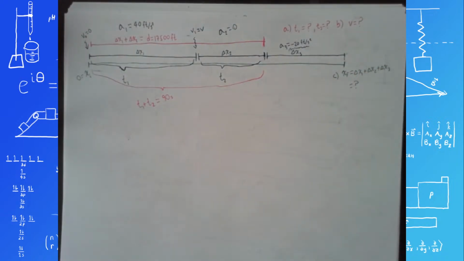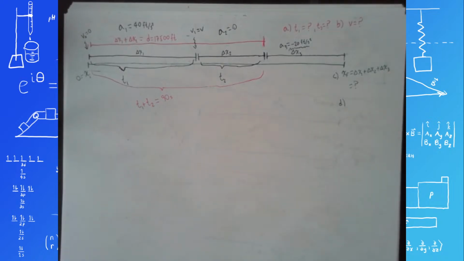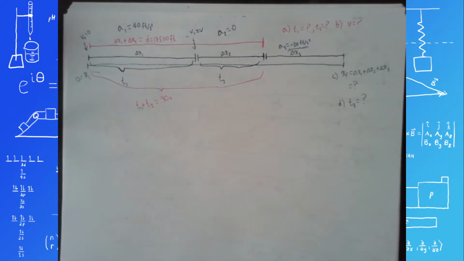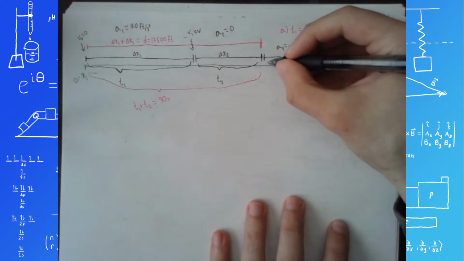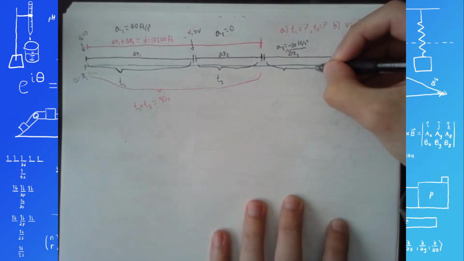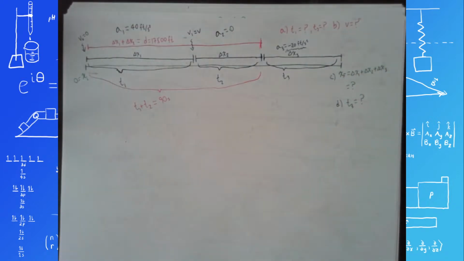And then part D, how long does it take to come to rest? Part D is just asking for T3. What is T3? I think I've messed this diagram up. If it weren't for the colors, it would be unreadable. I mean, even with the colors, it might not be all that readable. So what is T3? Okay, those are our 4 questions.